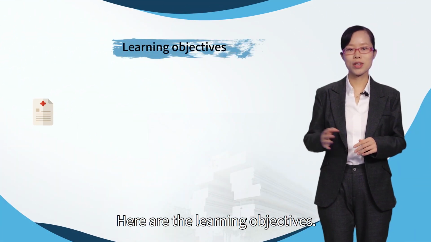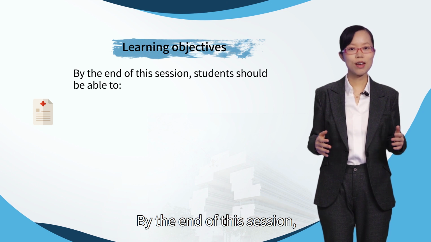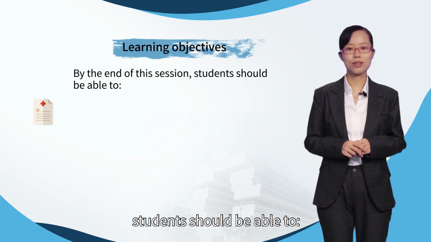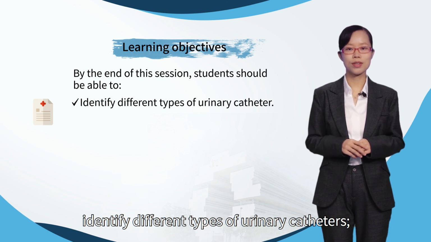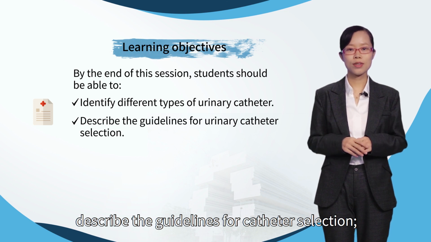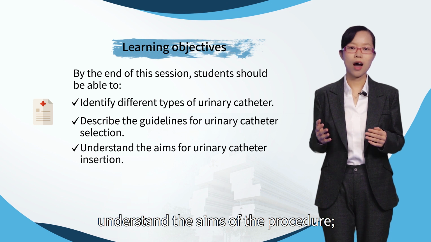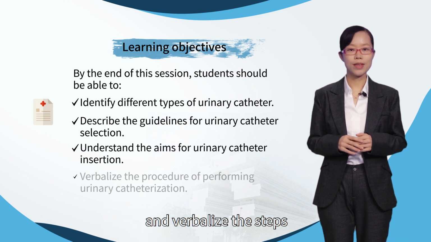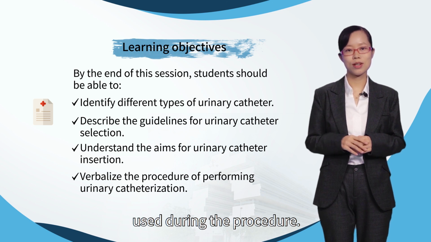Here are the learning objectives. By the end of this session, students should be able to identify different types of urinary catheters, describe the guidelines for catheter selection, understand the aims of the procedure, and verbalize the steps used during the procedure.